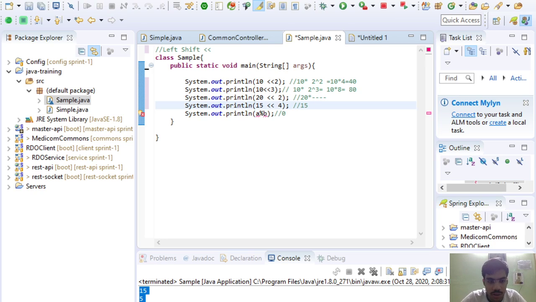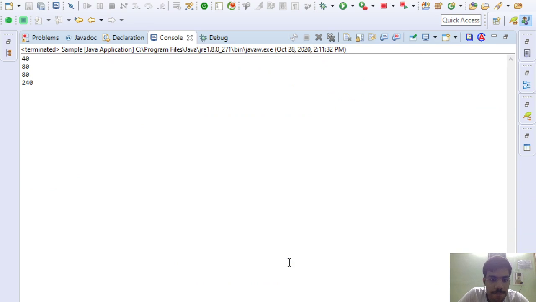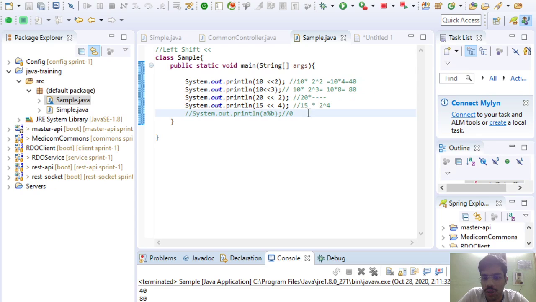Simply, how to remember this? Okay, I understand your point. Let me remove this one, I don't need it. Let me save this. See, first I want to run this to confirm that statement. Okay, I got the expected output: 240, 80, 240.